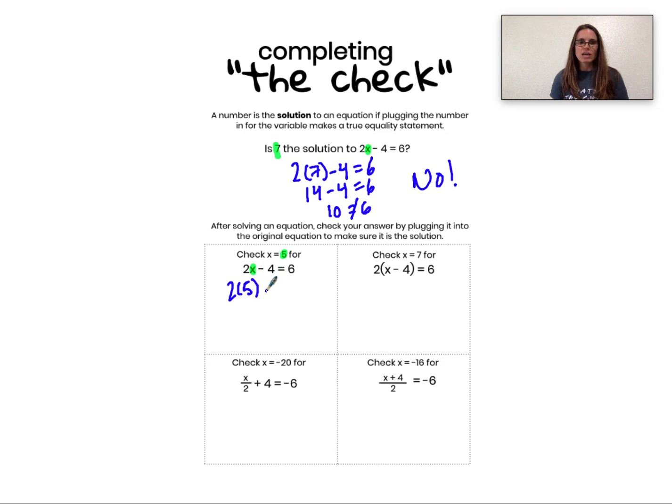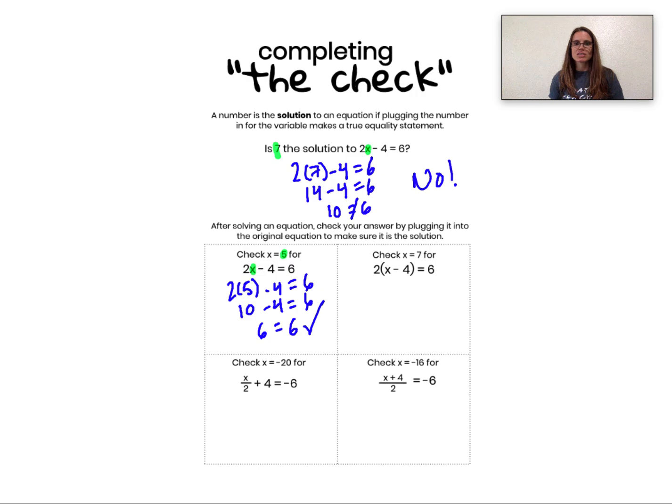So does 2 times 5 minus 4 equal 6? 2 times 5 is 10. And 10 minus 4 is 6. So yes, 6 equals 6 is a true equality statement, and therefore when we're performing the check, we can just write a little check mark that yes, my solution x equals 5 is the number that makes this equation true.